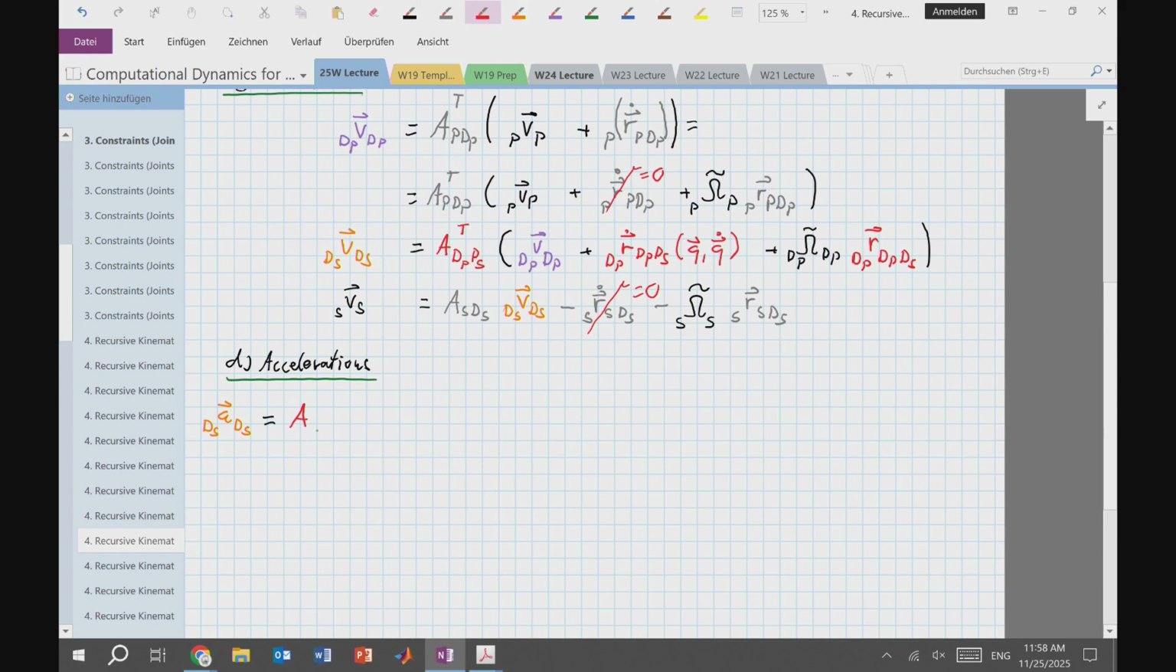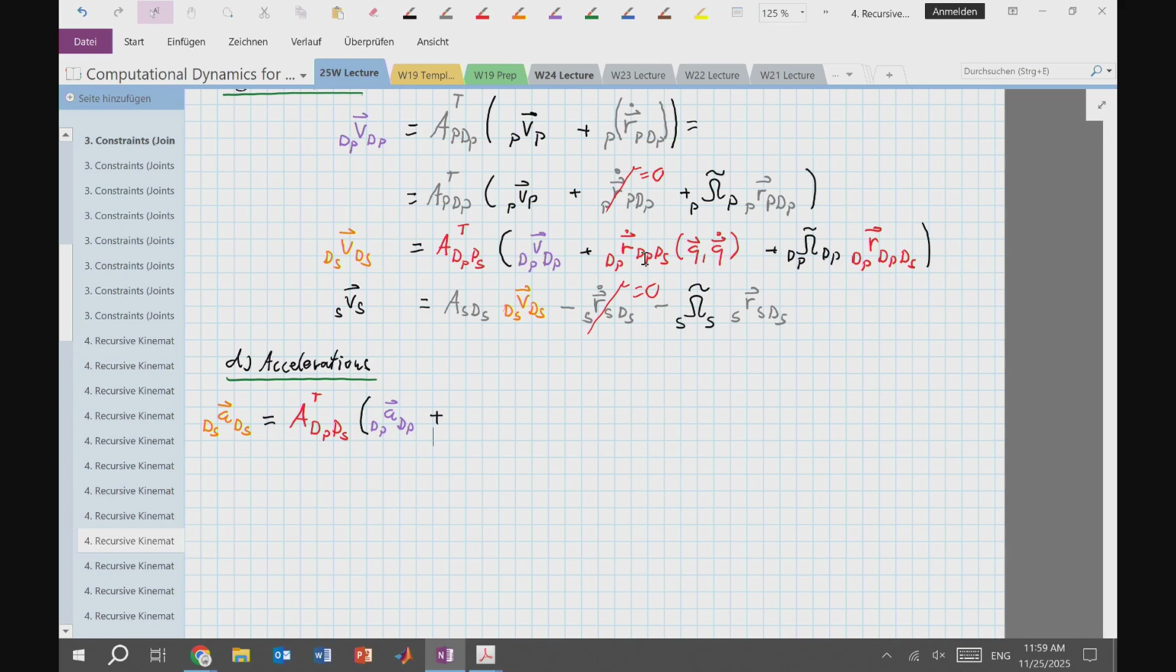We will get stuff in dp coordinates, so we need this transformation adp ds transposed. Through the first step, we would get the acceleration of point dp, the origin of the dp system, in dp coordinates, plus. And now I basically need the physical derivative of this guy here. I've talked about acceleration, so I need the physical derivative of what's going on here. The physical derivative of vdp is adp. Now I need the physical derivative of what's happening behind there.